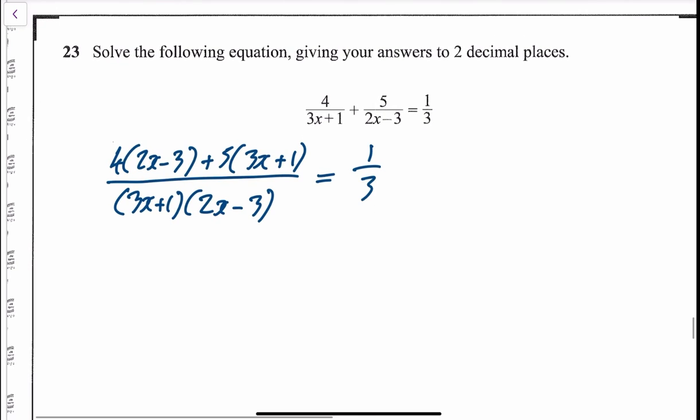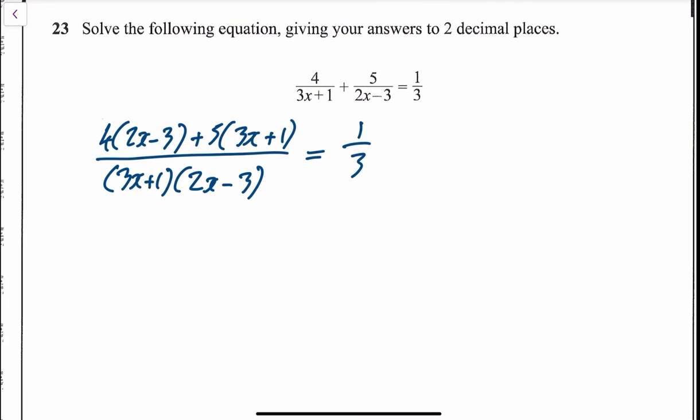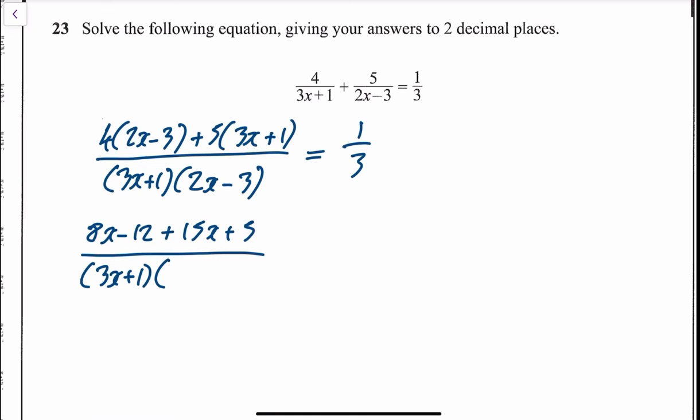Now, I would tidy up the top line first. I would say that becomes 8x minus 12 plus 15x plus 5. And I'll just leave my bottom line for a minute. You can do these in a different order. So you would say then that's just going to be 2x minus 3.